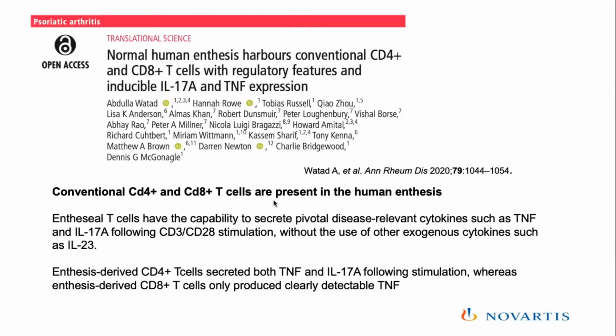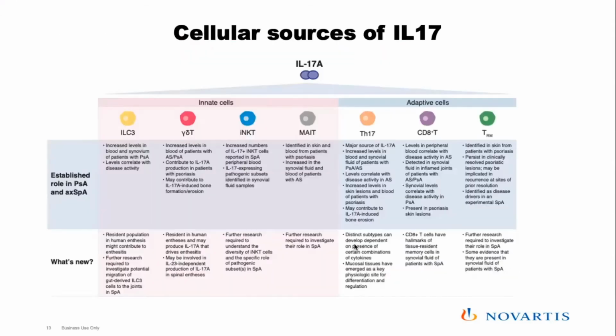So the same group has also shown the presence of CD4 and CD8 T cells, and they've shown that the enthesis-derived CD4 T cells secrete both tumor necrosis factor and IL-17, whereas CD8 cells produce only TNF, and this was also without the use of other cytokines like IL-23. Again, IL-17 production without the effect of IL-23.